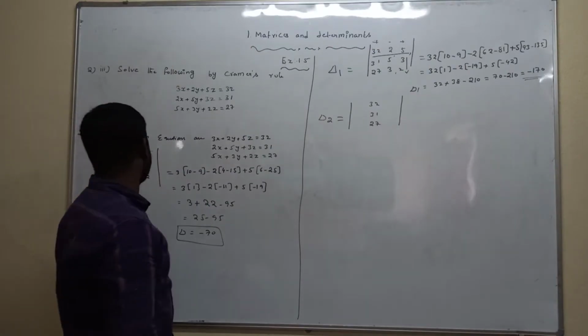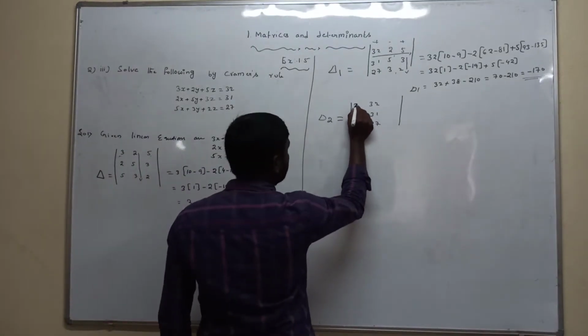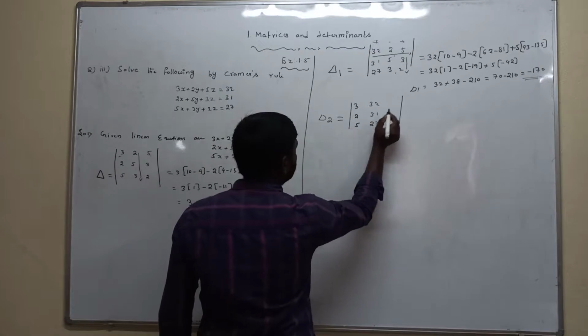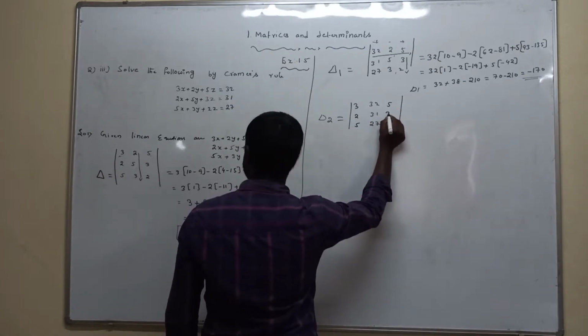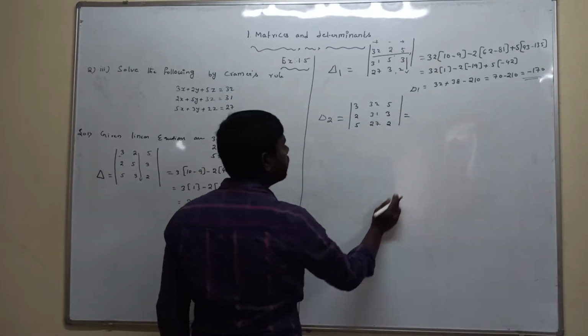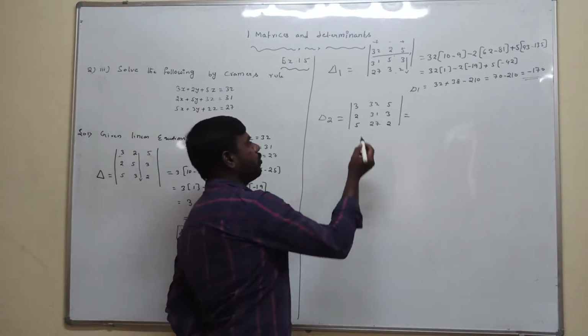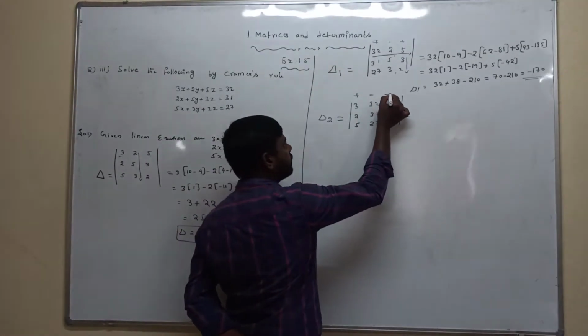First column and third column do not change. First column is 3, 2, 5, third column is 5, 3, 2. Find this determinant value too. Now we have to consider the signs plus, minus, plus.